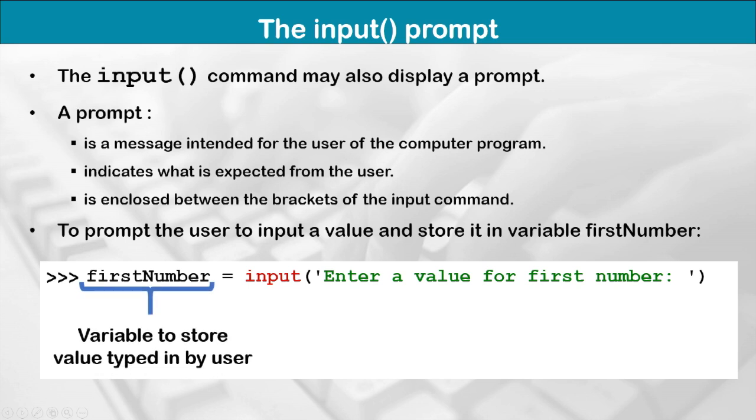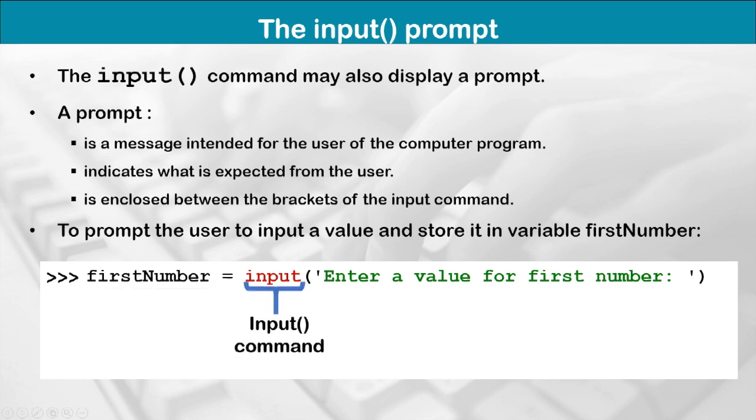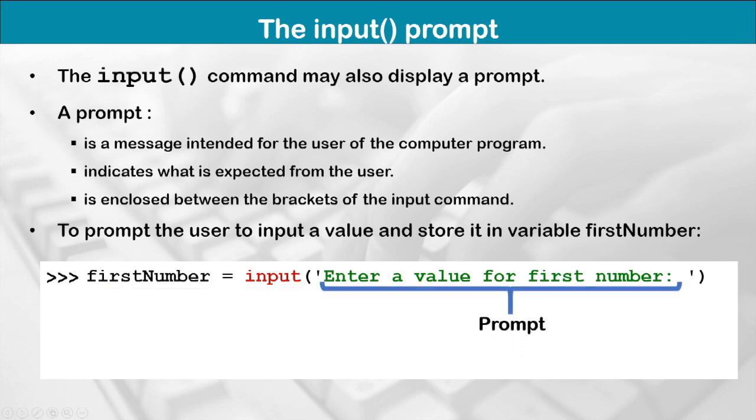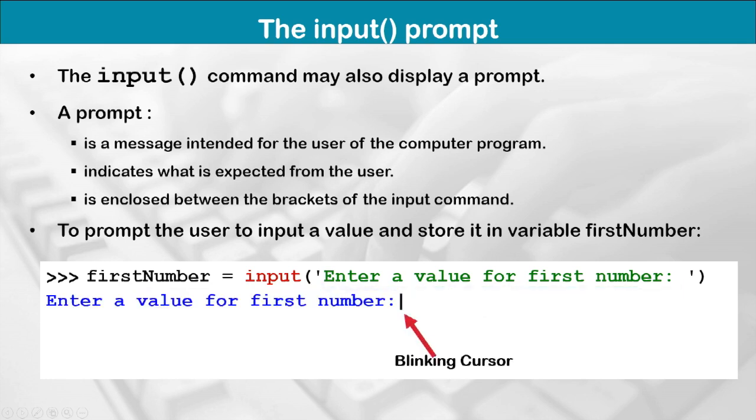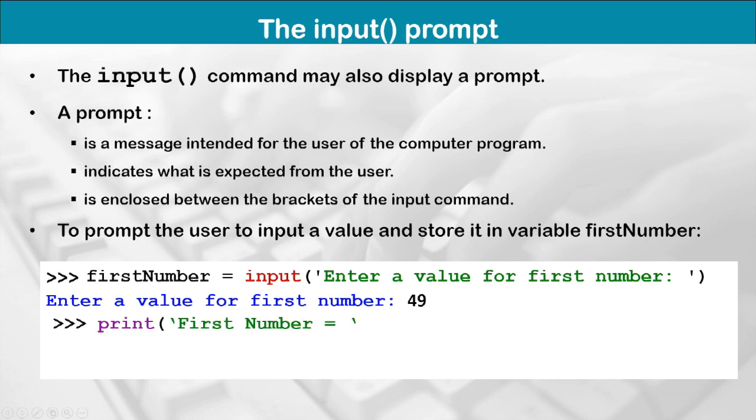First number is a variable to store value typed in by user, followed by the input command and a prompt. Enter value 49 at the blinking cursor. Use the instruction print first number to display the value stored by first number.